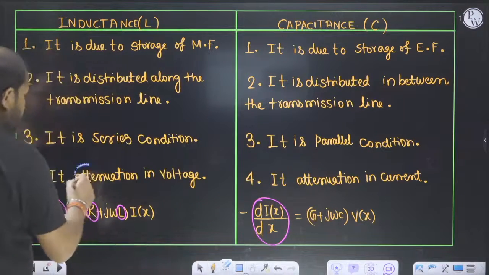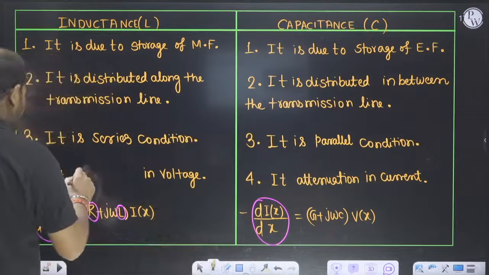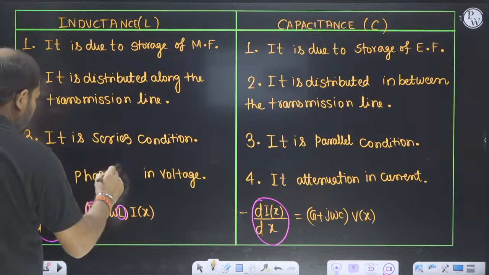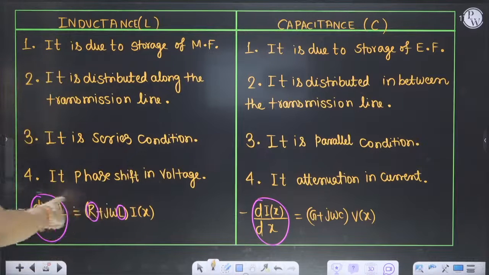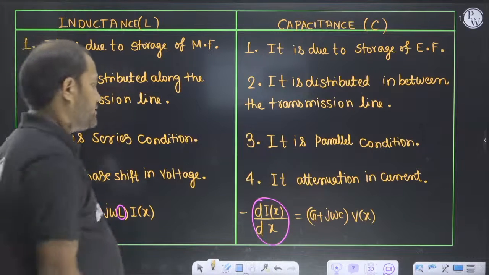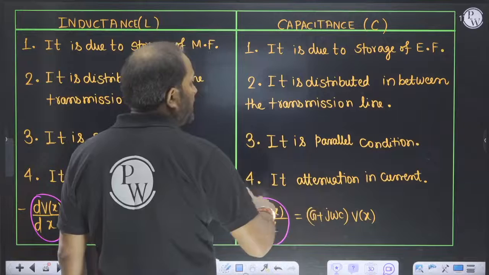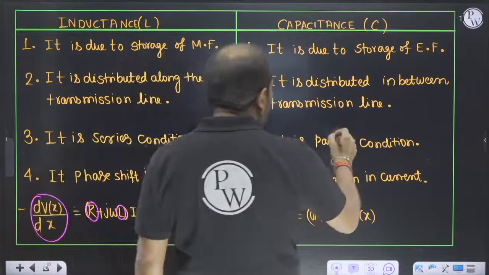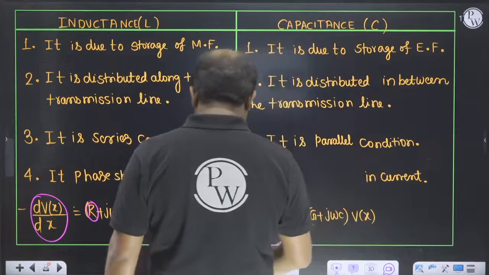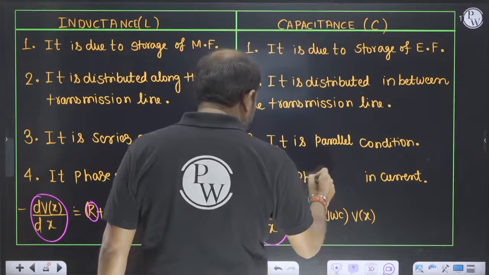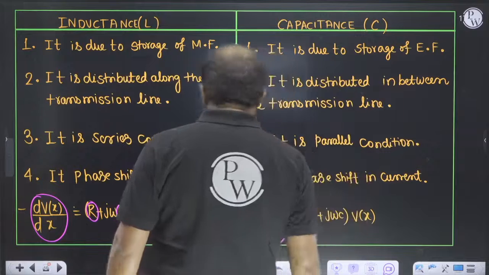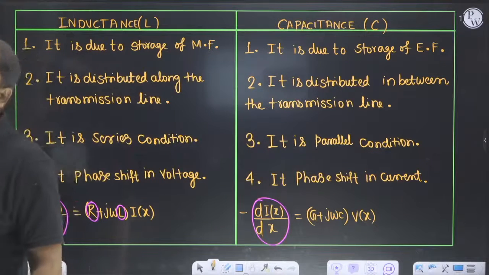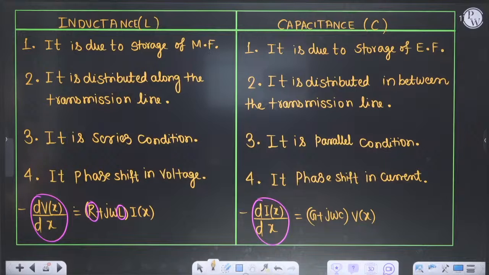It gives phase shift. Phase shift in voltage is provided by inductance. Phase shift in current is provided by capacitance. So this is for inductor and capacitance.